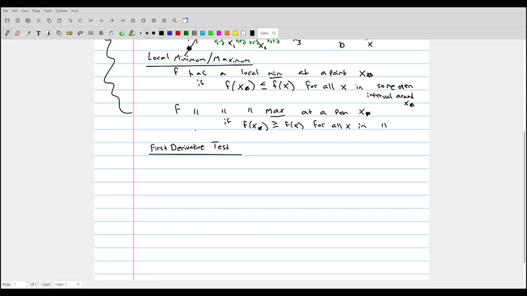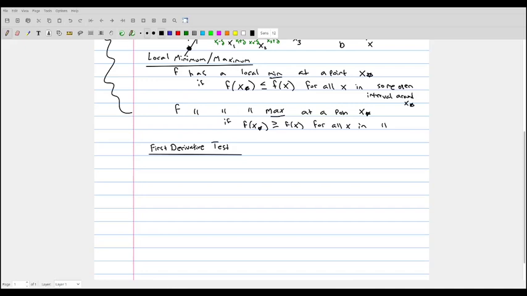So the first derivative test says the following for us. It says that we can actually use the first derivative to classify a given critical point. We know that critical points of type 1 are points where the first derivative is equal to 0, and it turns out that we can use this information to tell you exactly what type of critical point you're dealing with, whether a local min or a local max.